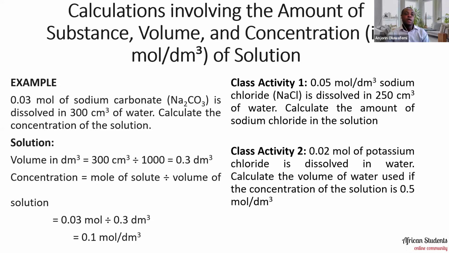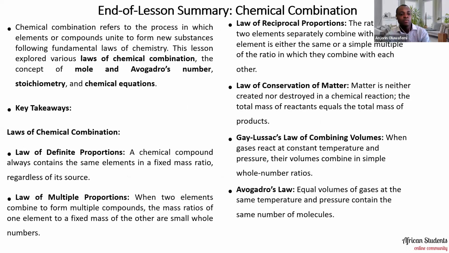All right. Let us summarize what we have learned so far. It has actually been a very, very intensive class, so to speak. We have talked about chemical combination, and we have defined it as the process in which elements or compounds unite to form new substances.